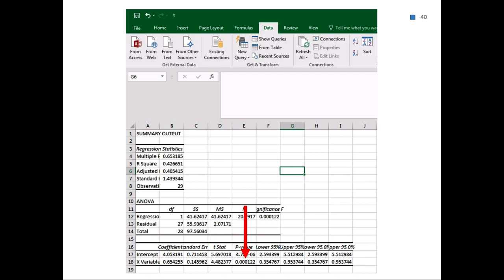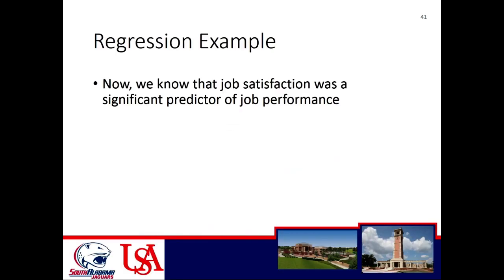And you see that because we have the p-value, it's 0.0001, and it's on the x variable row. It's on the row for our predictor, the row for job satisfaction. So from this, we know that job satisfaction is a statistically significant predictor of job performance.